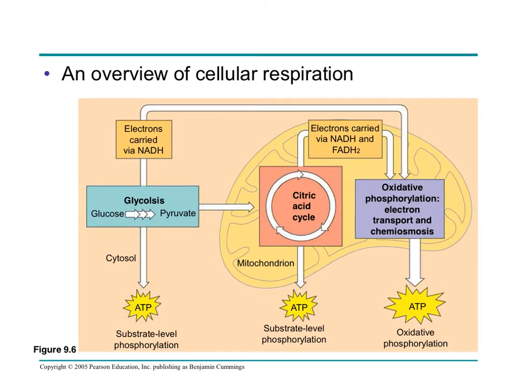So here's just an overview of what we just looked at. Notice that we are making ATP in all three of these steps. However, we make significantly more ATP over here. We only make a couple of ATP by substrate level phosphorylation in glycolysis and the citric acid cycle.